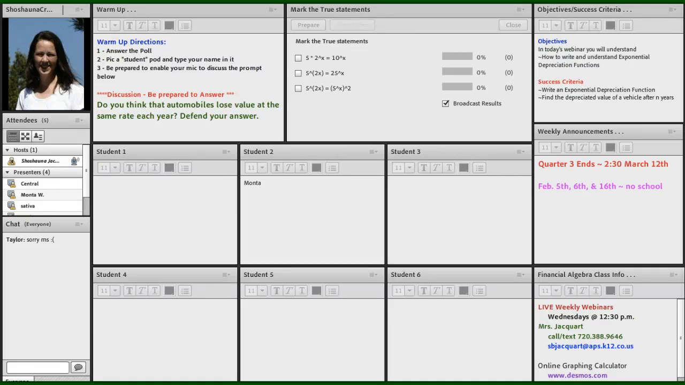Today what we're going to be working on is exponential depreciation functions. And what I want you to do is look at the poll and decide, you can mark more than one, so mark the true statements, 1, 2, or 3. Ready, set, go. I'm going to give you like 30 seconds.